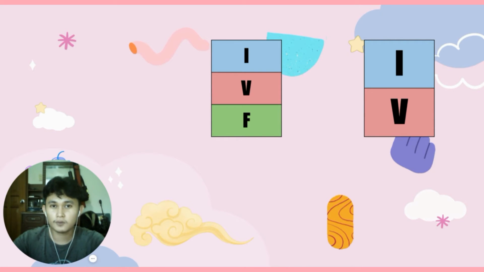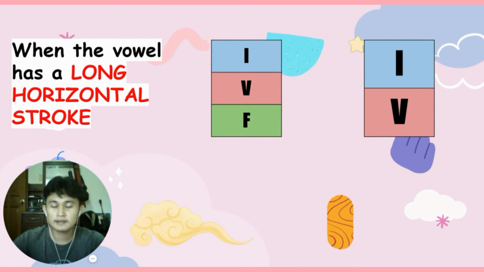These two are used when the vowel has a long horizontal stroke. As you can see, the vowel is put below the initial consonant. The one on the left is used when there's a patsim, and the one on the right is used when there's no patsim.